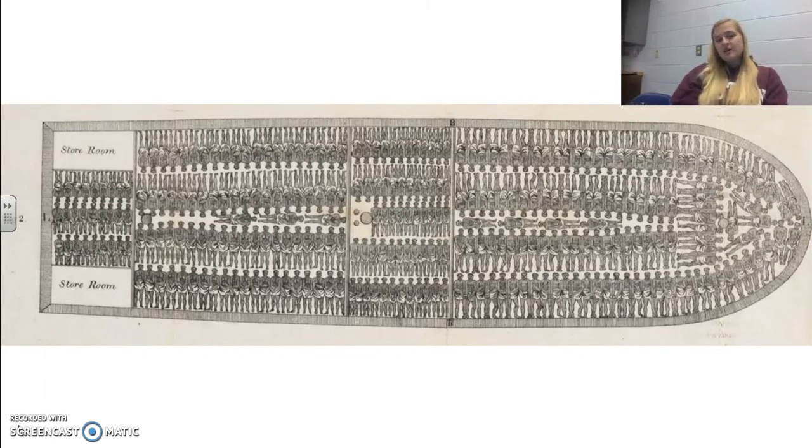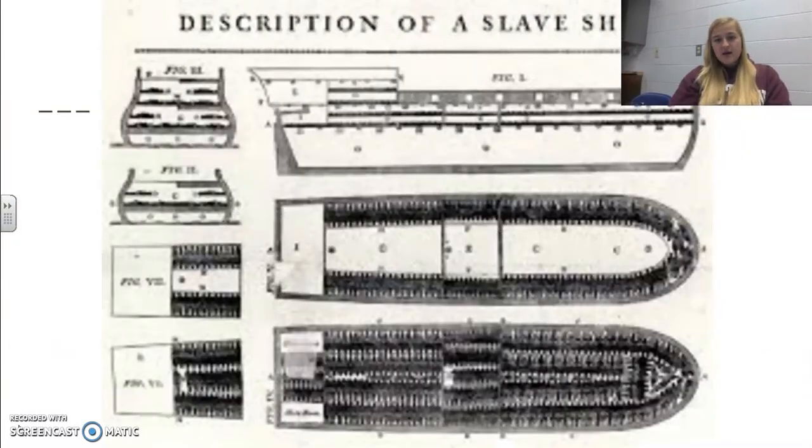Here's an example of a ship on the journey to the New World with slaves. They're all packed in very, very tight, and this would just be one of many. If you can see the blurry first picture, there are multiple decks of slaves packed in like that.